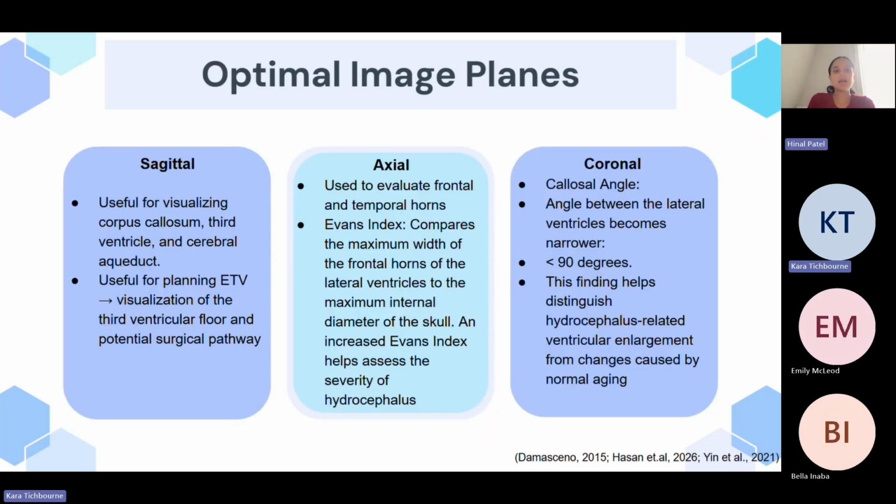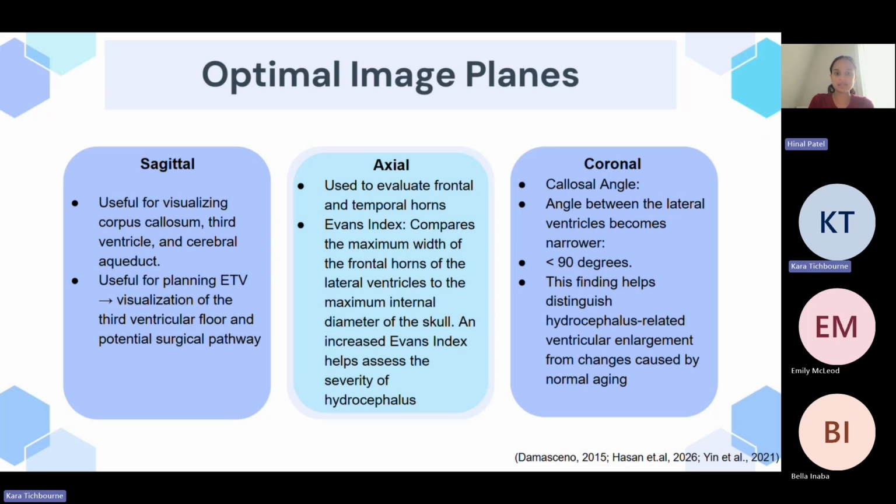Like any imaging, MRIs can be done in sagittal, axial, and coronal planes. The sagittal plane is useful for visualizing the corpus callosum, the third ventricle, and the cerebral aqueduct. As I mentioned before, an ETV is a type of treatment used for hydrocephalus, and in order to do it, it is very critical that there is clear visualization of the floor of the third ventricle in order to plan a potential surgical pathway. In the axial slice, the frontal and temporal horns are evaluated.